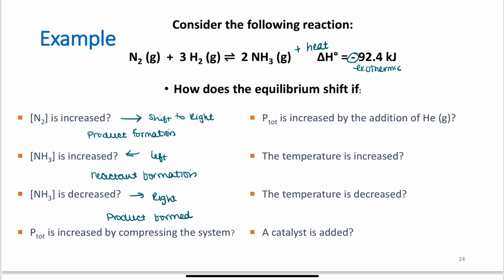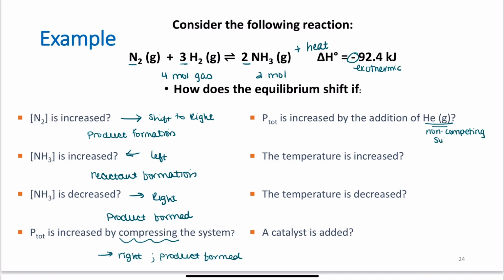What if I increase the total pressure of the system by compressing it? Now I need to look at the number of moles of gas on each side. Here I have 1 plus 3, 4 moles of gas. Specifically gas molecules. Here I have 2 moles of gas. By compressing it, it's going to the side with fewer gas molecules, so it's going to shift to the right. What if I increase the total pressure of the system by adding helium gas? Helium gas is a non-competing substance, so it will have no effect.